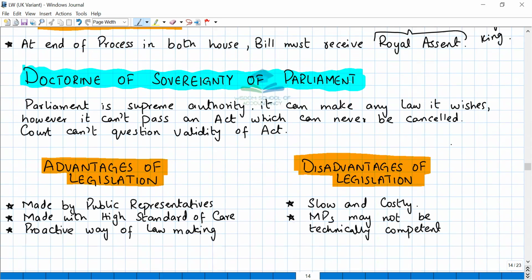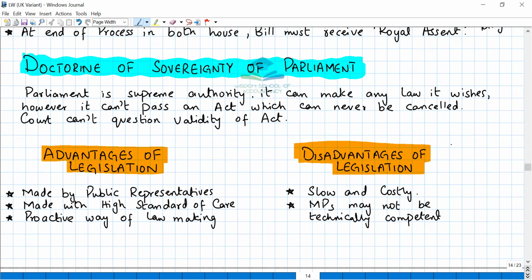Okay. Doctrine of sovereignty of parliament. Now, a very important concept. The doctrine of sovereignty of parliament means that the parliament is the supreme authority of the country. It can make any law it wishes. However, it can't pass an act which can never be cancelled. Court can't question the validity of an act. The doctrine says that the parliament of a country is the supreme authority, superior authority. It can make any law it wishes.